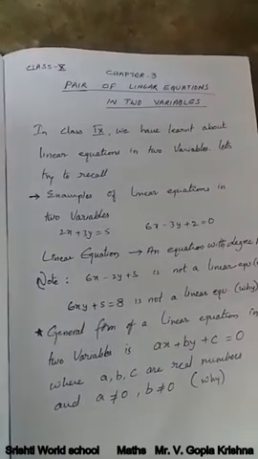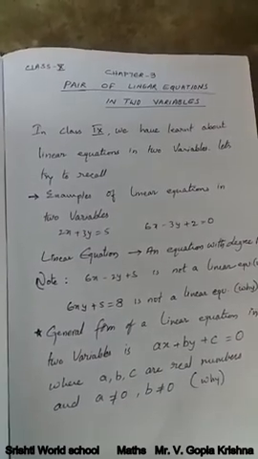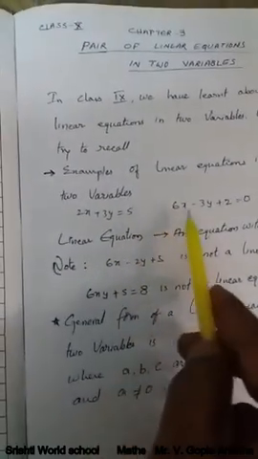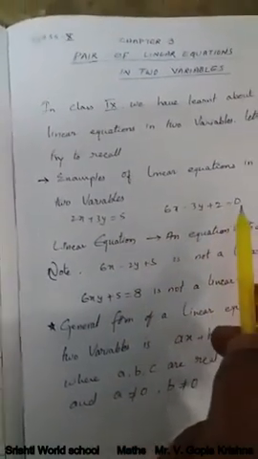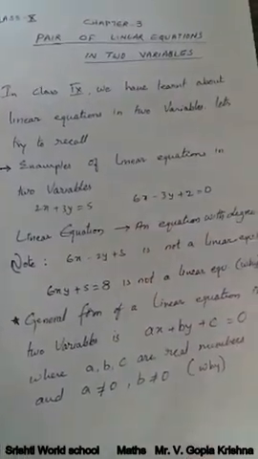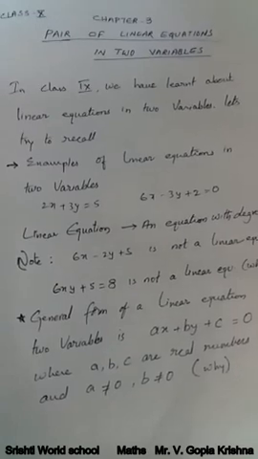Look at these examples, children. 2x plus 3y equals 5. 6x minus 3y plus 2 equals 0. Are they linear equations in two variables?